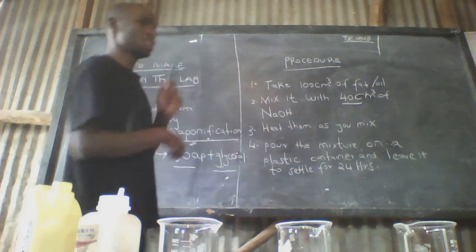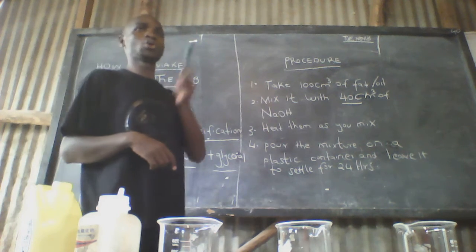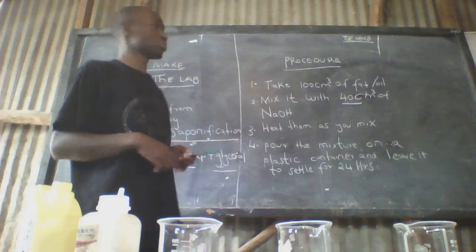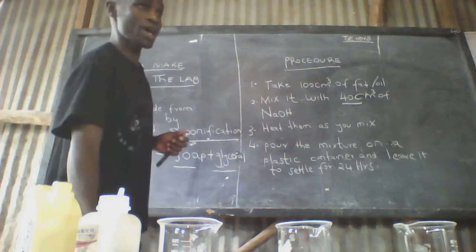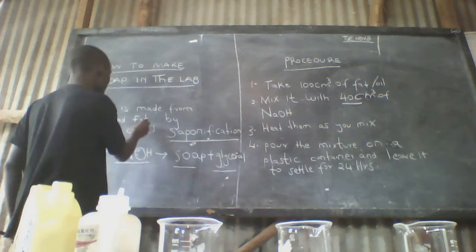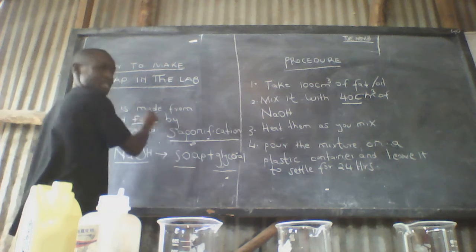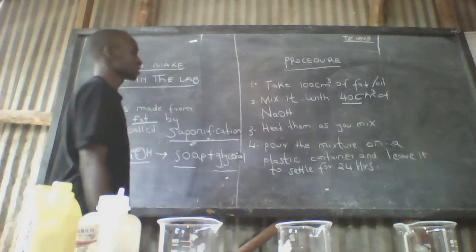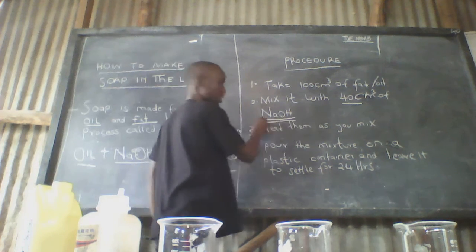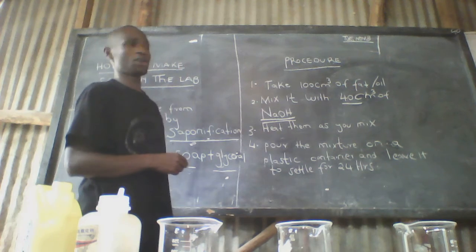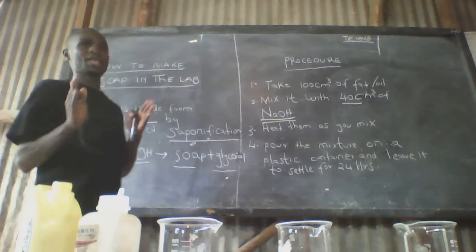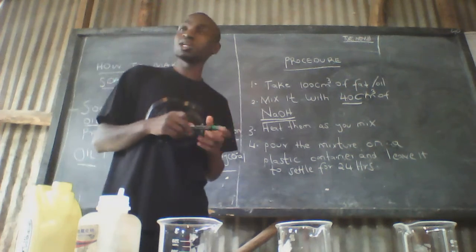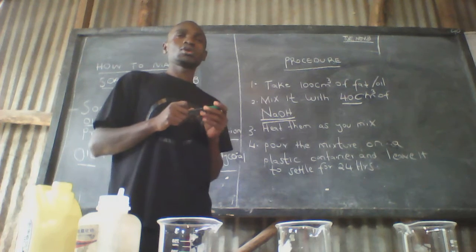First, you need to know what you require to make soap. The things that you require to make soap are oil or fats and sodium hydroxide. Soap is made in the lab by a process we call saponification.